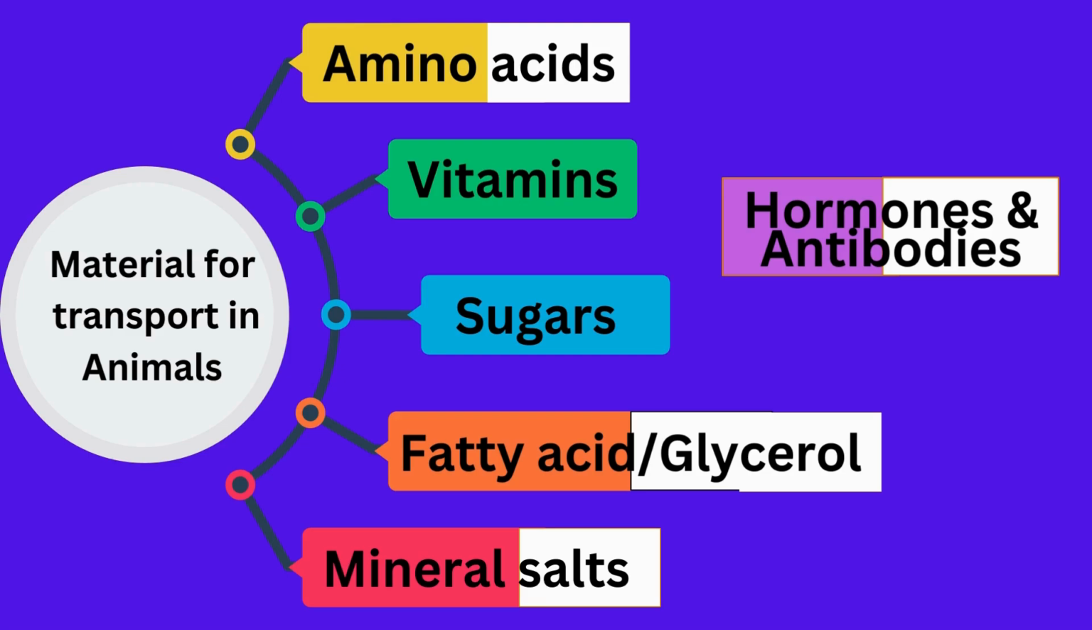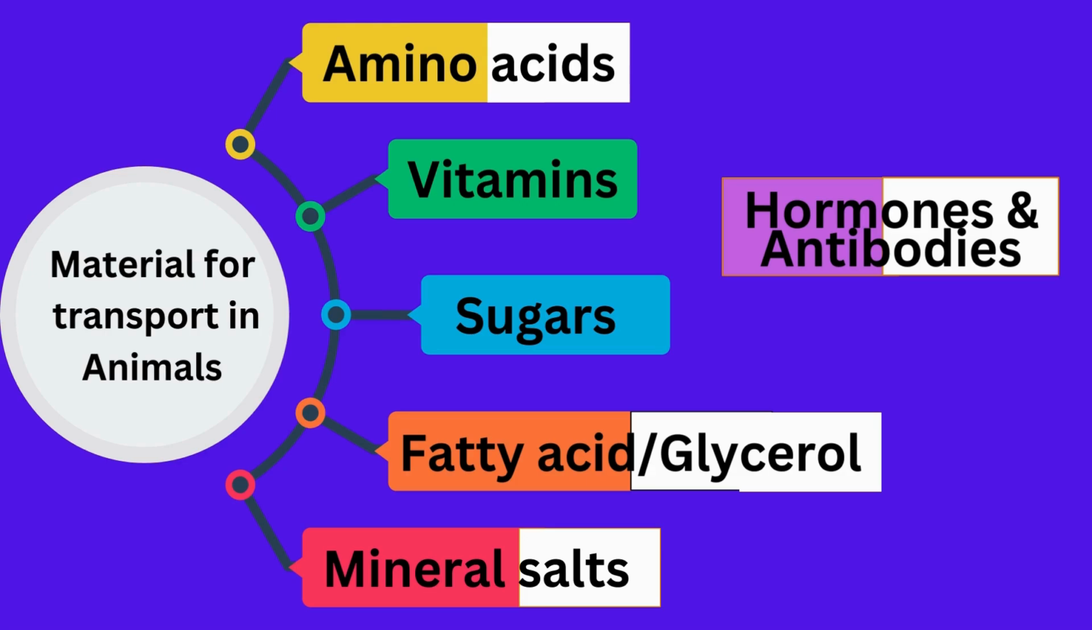Next is fatty acid and glycerol. These are products of fat and oil digestion. They are transported from the small intestine to the cells where they are required for body metabolism. Next is mineral salt. Mineral salts are transported from the small intestine where they are absorbed to the various cells where they are needed for metabolism.